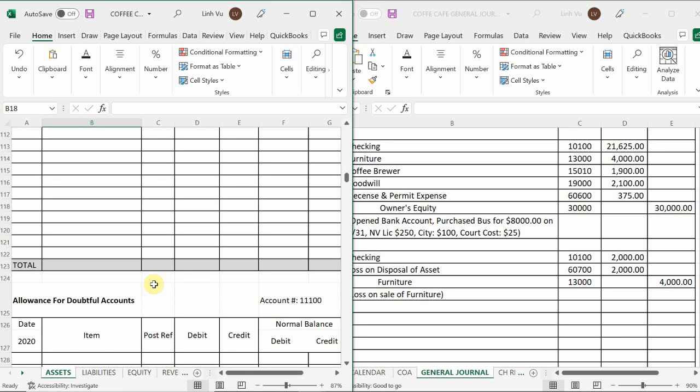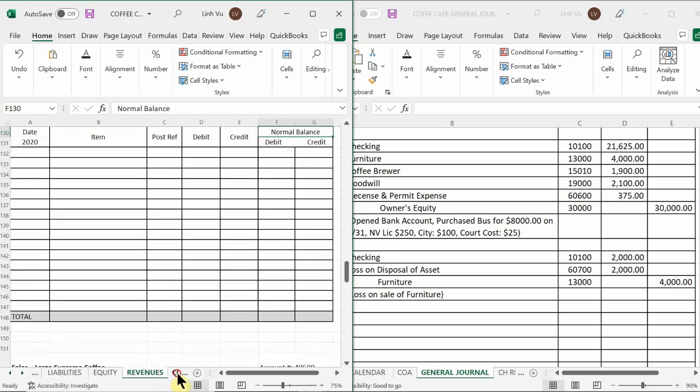Do not skip loss on sale of asset and go straight to furniture, because most likely you might get sidetracked, you might get lost in your transactions. Or maybe you're just going to go forward to furniture and then go straight into something else. You can easily forget. So in this case, that's exactly what I'm going to do. I'm going to go to loss on disposal of asset first, and then go back to my furniture.